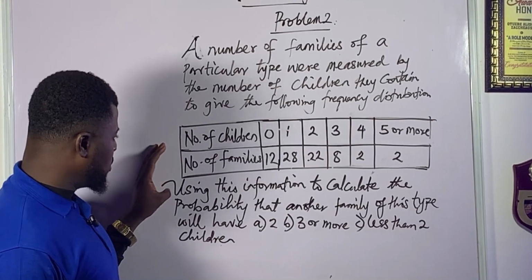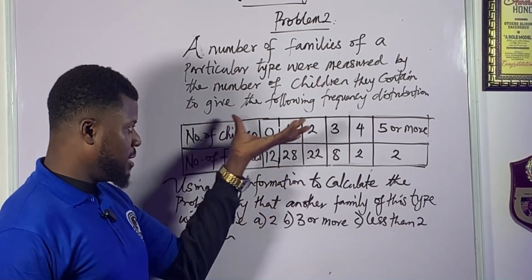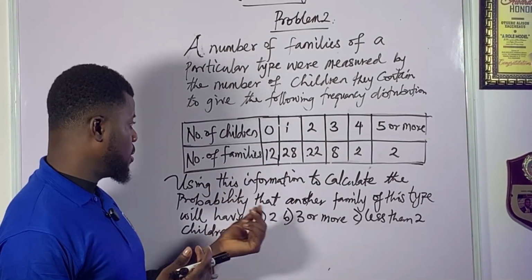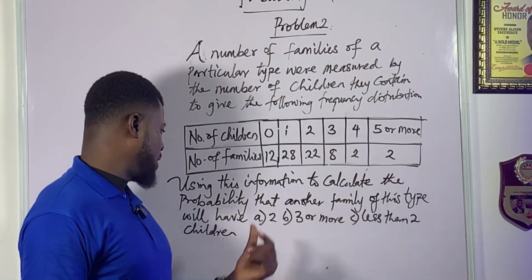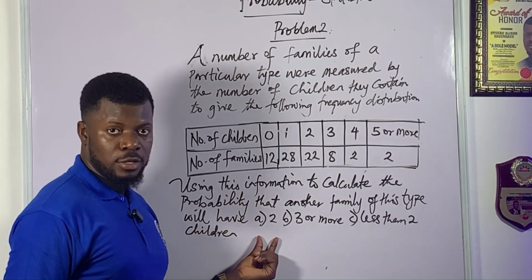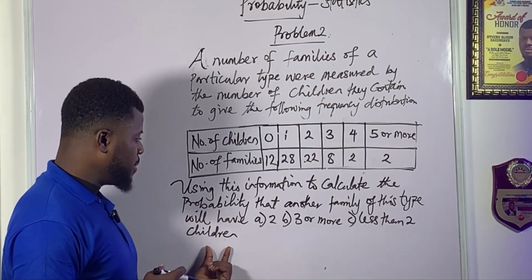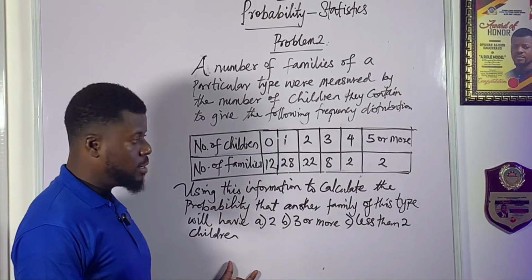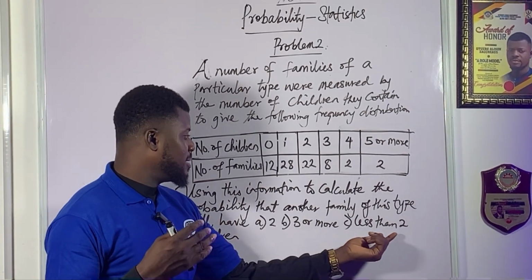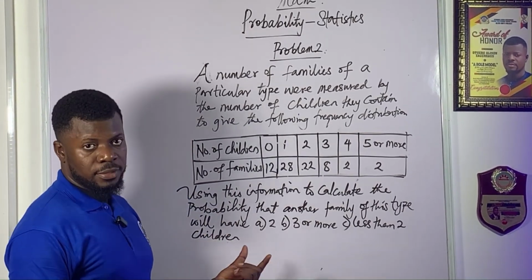So the question says, using this information, this data we have gotten, calculate the probability that another family of this type will have A, 2 children, B, 3 or more children, then C, less than 2 children.